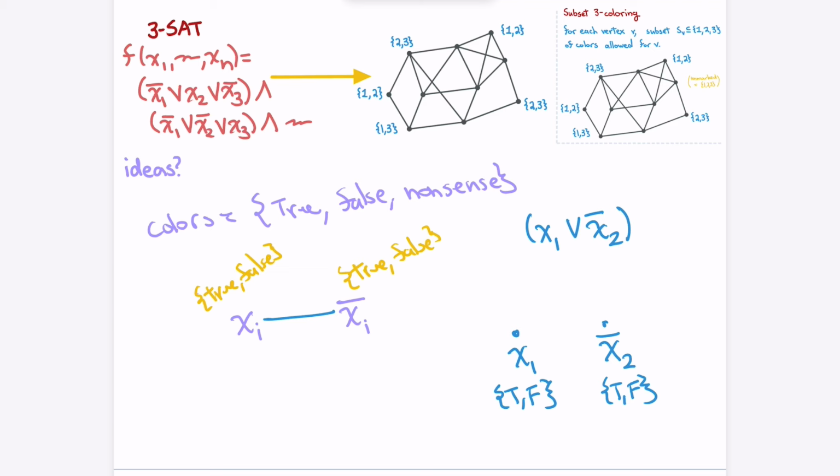Yeah, so for this clause, if they're both true, it'll return true, and if one of them is true, it'll return true. Well, this is two different vertices. So you have two vertices, two different colors, so that's okay.